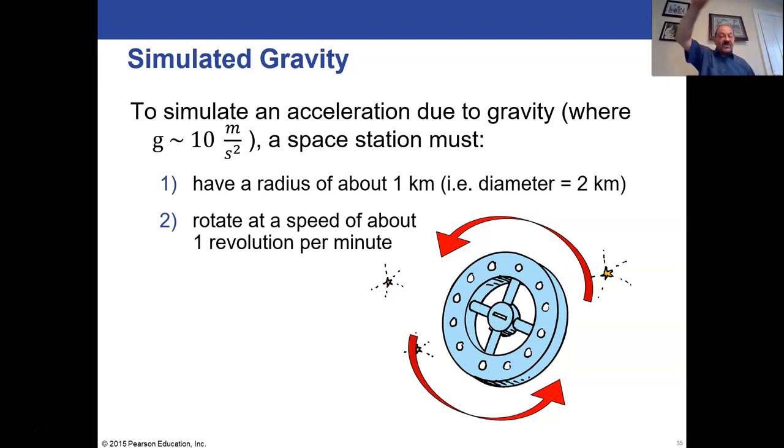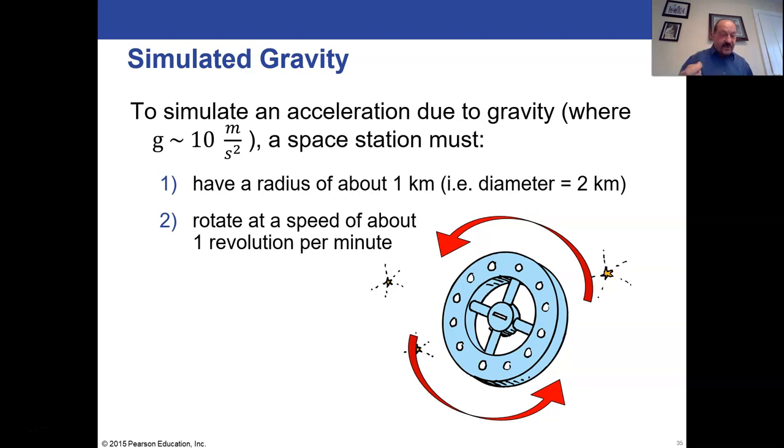If you spin that thing so it makes 1 full revolution in a minute, somebody in deep space will feel like there's gravity on the ground, on the inside surface of the outer circle. They have to be on the inside surface of the outer circle. And that is enough to simulate about 10 meters per second squared of acceleration. That's the acceleration.